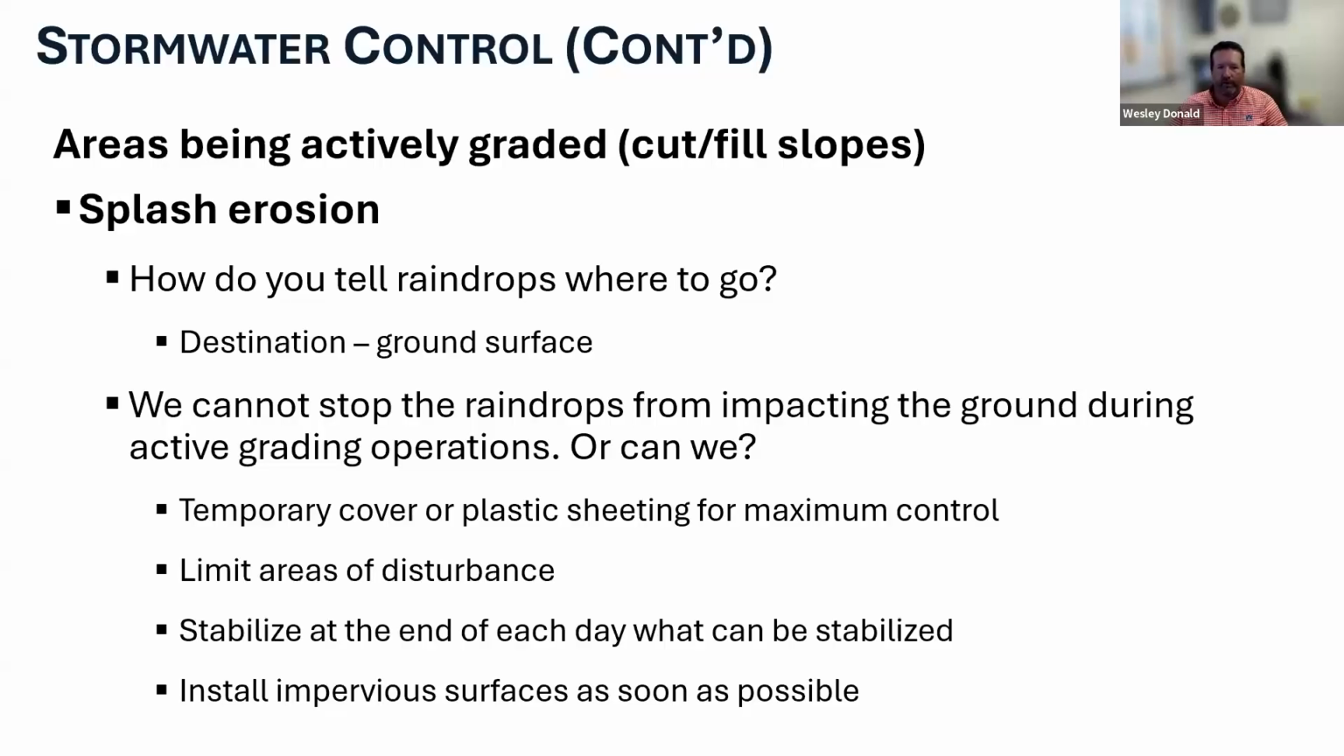Well, we can put temporary cover, maybe plastic sheeting, that provides maximum control. But again, that's a planning and management opportunity that we need to think about how to control. We can limit areas of disturbance. We don't have to open everything up. We hear that all the time: minimize areas of disturbance, minimize how much area we've opened up. We think about that as management, but it's also a control measure. Stabilize, at the end of the day, what can be stabilized.